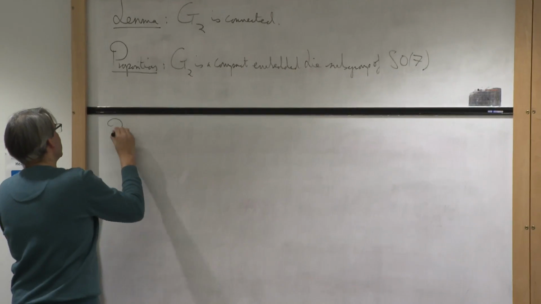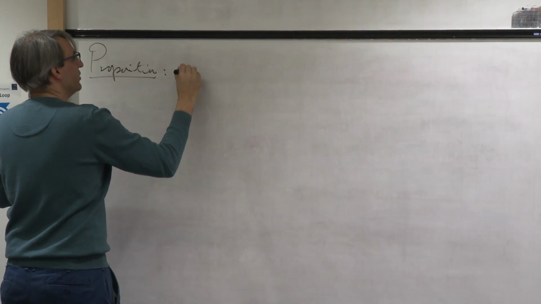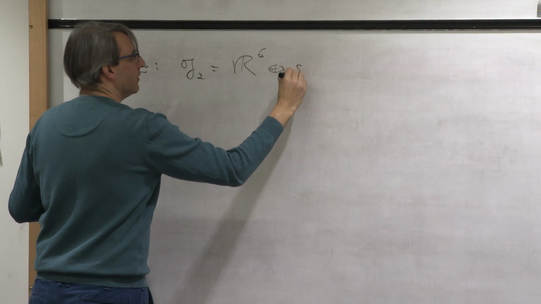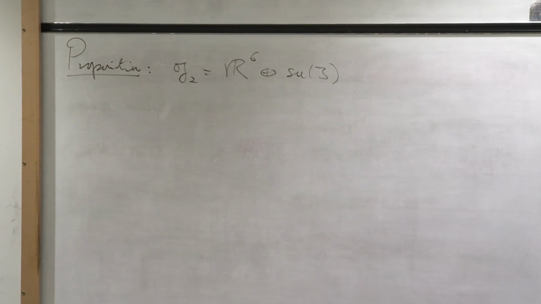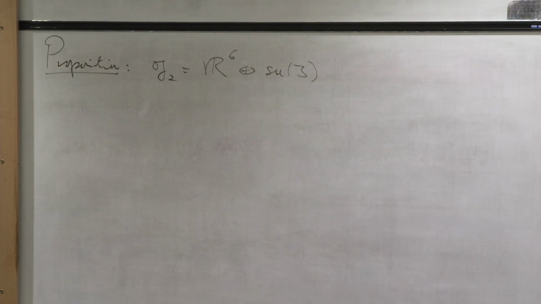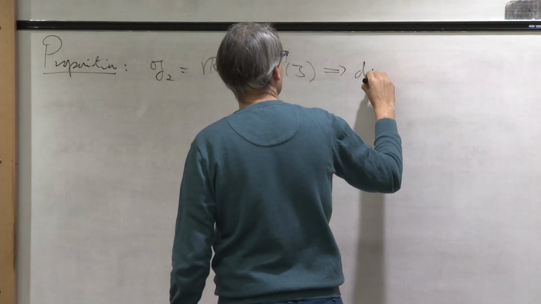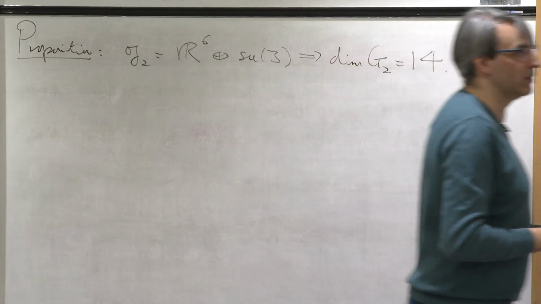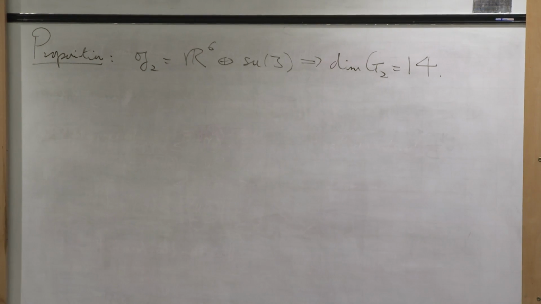So here is the proposition. It says that G2 is R6 plus SU3. So it splits into a 6-dimensional piece and SU3. And so that means that G2 is a 14-dimensional Lie group. It implies that the dimension of G2 is 14. All right. Okay. So how are we going to prove this?